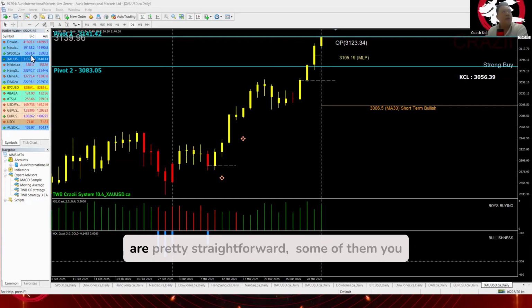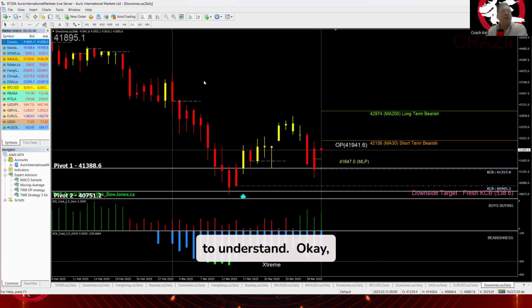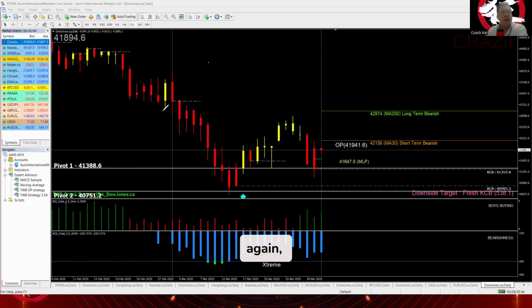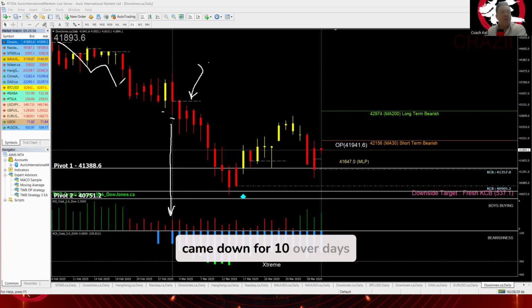Some of them are pretty straightforward. Some of them you need to study a bit more to understand. Okay, so let's take a look at this, the Dow Jones chart. So right again, CCYR, right? Yellow turns to red. So look down, the KSI is also red. So you have the line here. The Dow had come down for over 10 days and the market recovered.